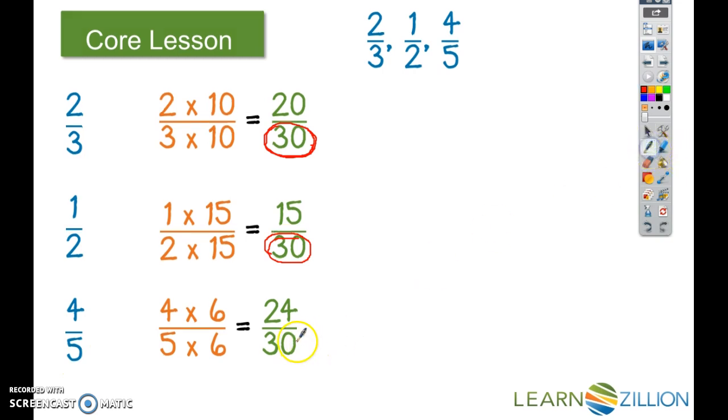How did we get from 5 to 30? Because that was our denominator. 5 times 6. Do the same to the top. So we get 24 30ths.